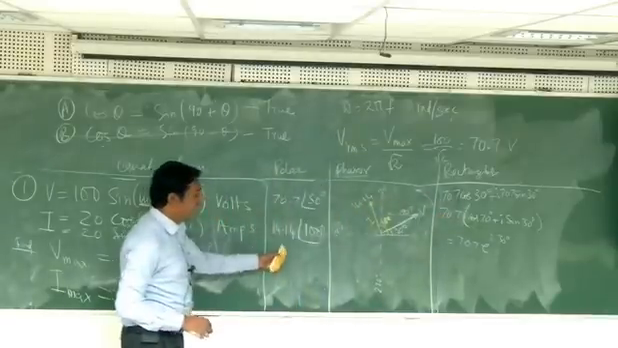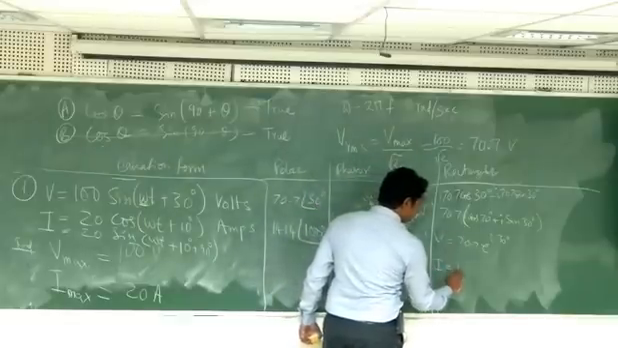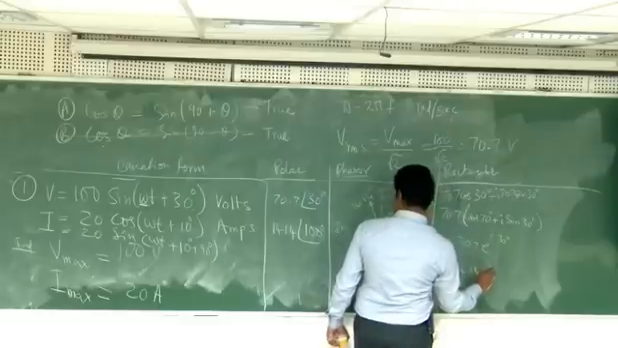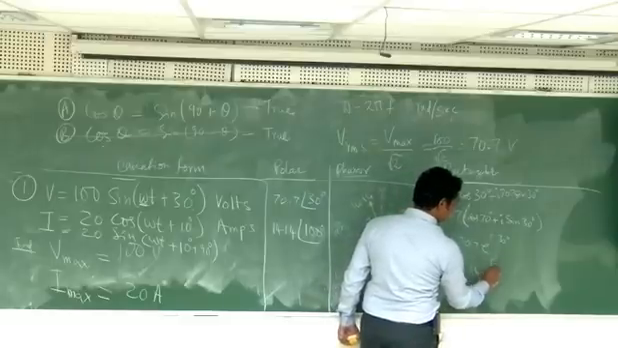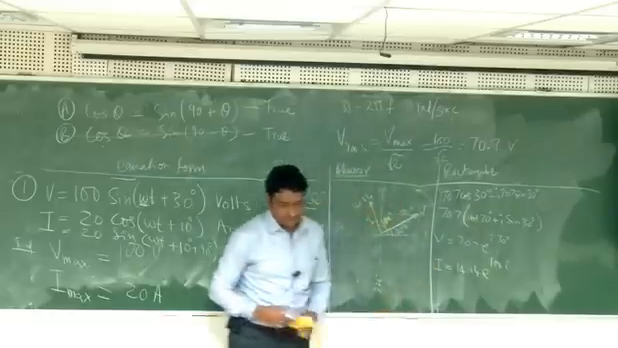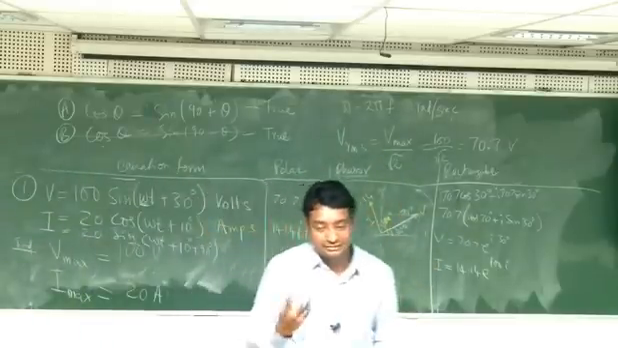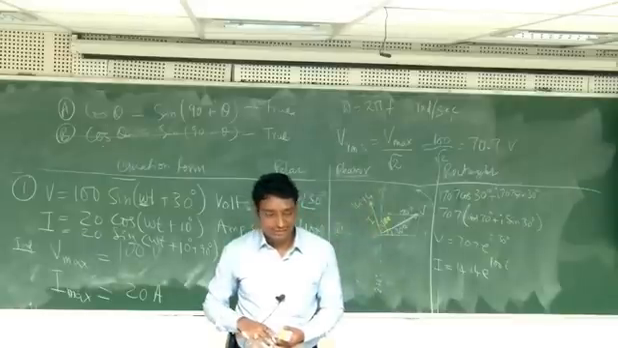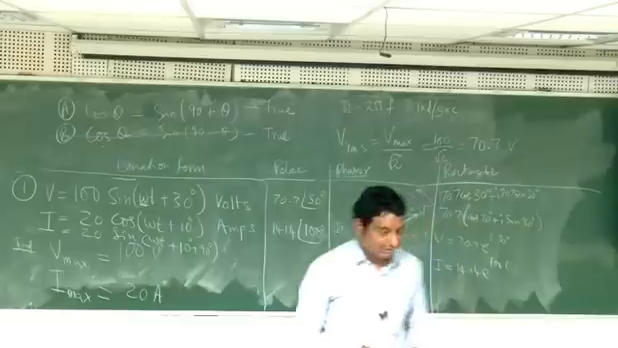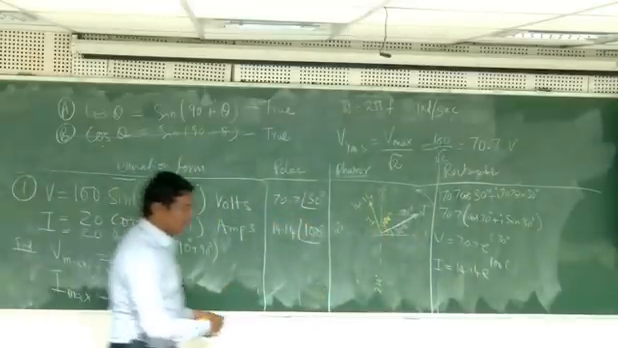How do you represent this one? You can write V equal to 14.14 e to the power of I into 100, or 100 degrees into I or something like that. All the time make sure that you don't confuse between degrees representation and radians representation. If it is in radians, treat it as radians and so on. I think this is what the first question was.